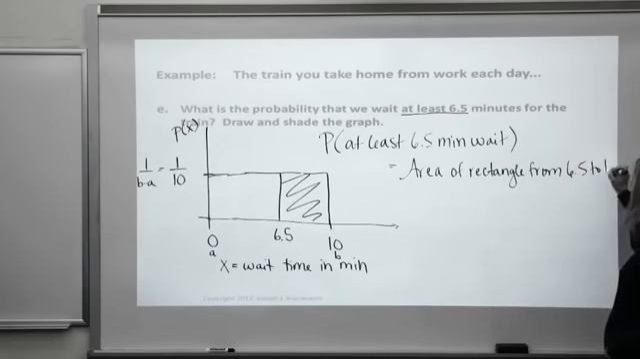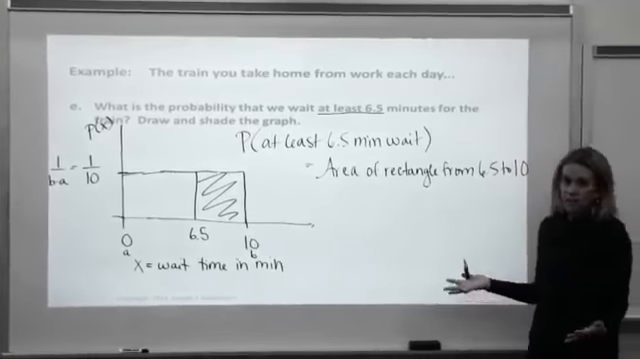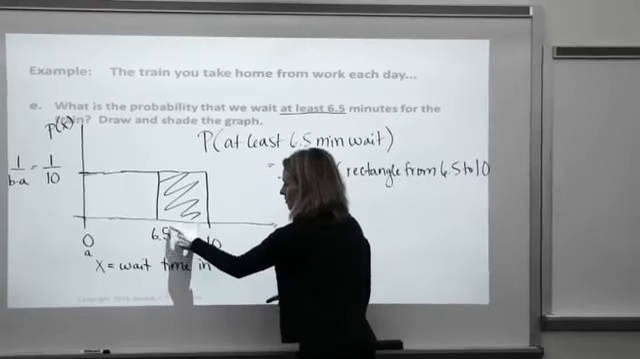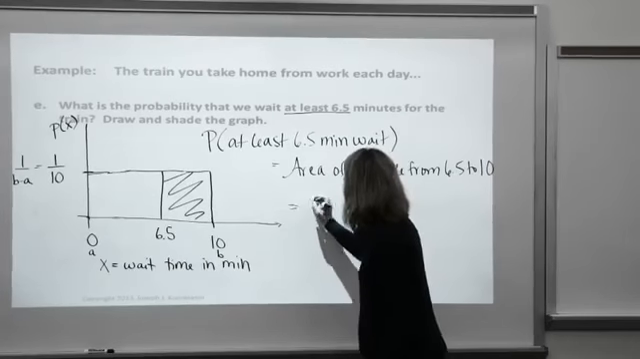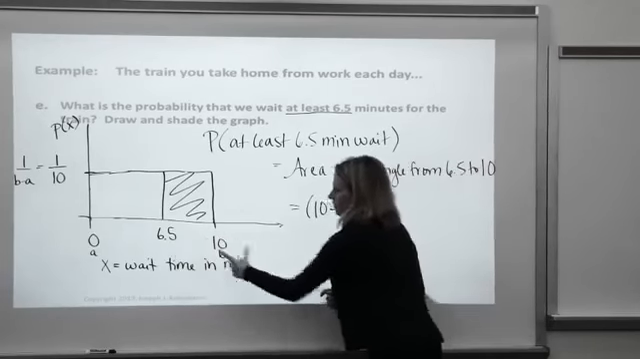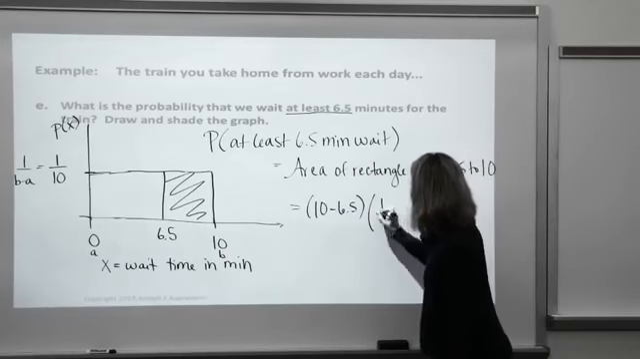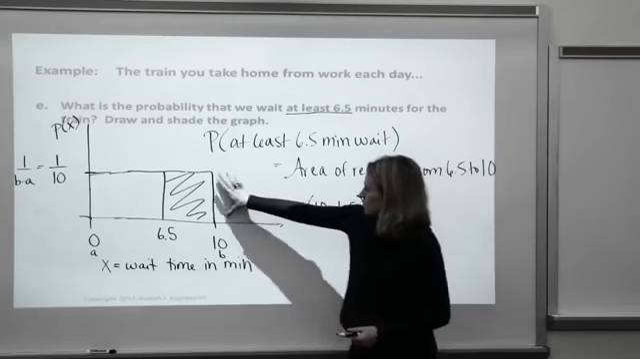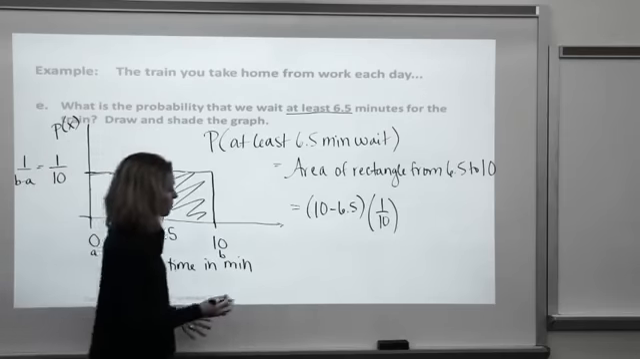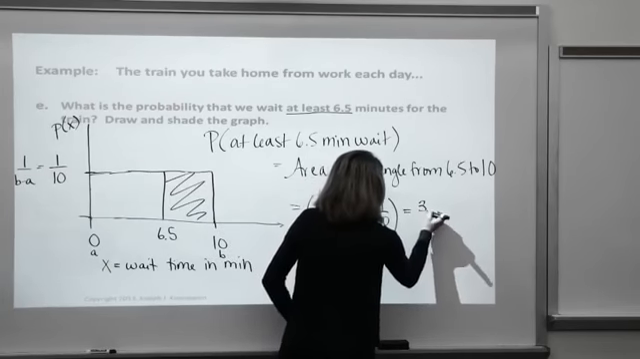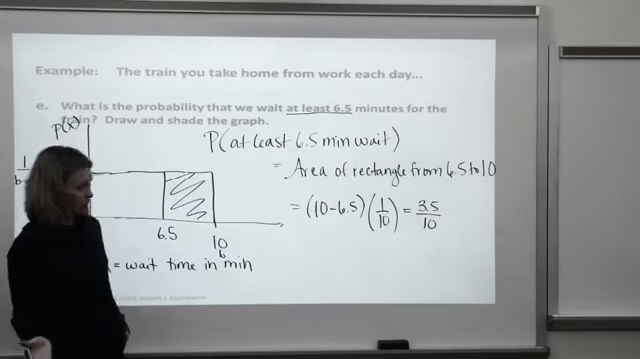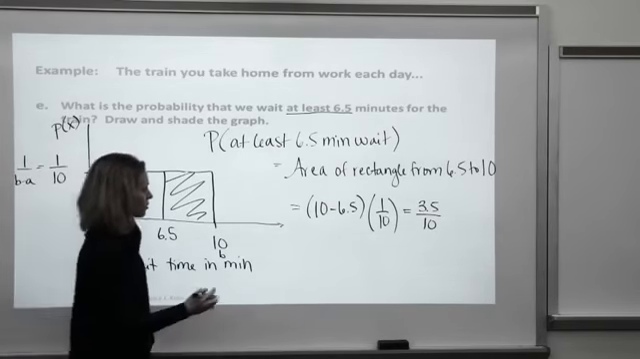And again, it's just length times width. The distance here from 6.5 to 10, we just subtract those two. So 10 minus 6.5, that has a length of 3.5. We'll multiply that by the width of that rectangle, which is 1/10, so we'll get 3.5 over 10. Or as a decimal, 0.35, or as a percentage, 35%.